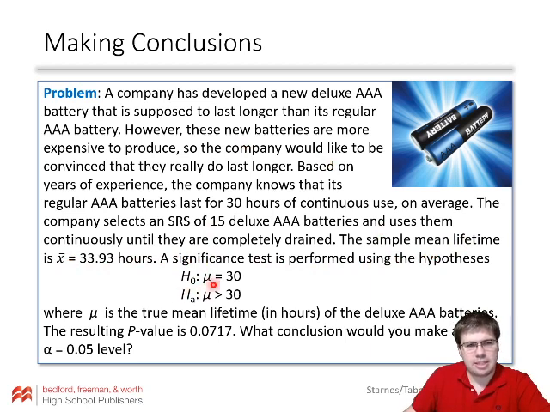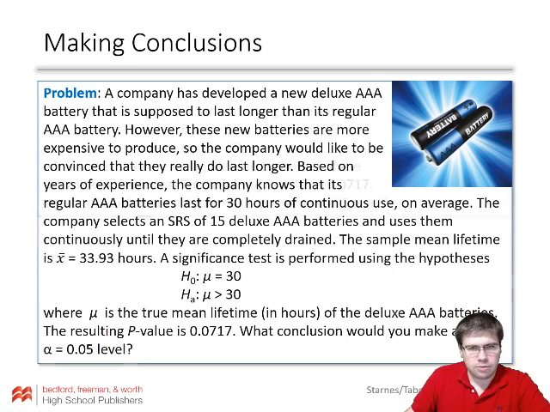So the null hypothesis is that it's the same, that it's still 30. The alternative is that it's greater than 30. Usually we'd make that before we get our sample. Here mu is the true mean lifetime in hours of the deluxe AAA batteries. That's what we're testing for. So we're assuming that they're the same as the 30-hour regular ones, but we want to find evidence that they're greater than. We'll eventually get into the math of this. This is the "do" math that we're skipping over for now, but the resulting p-value is 0.0717. What conclusion would you make at the 5% level, the 0.05 level?